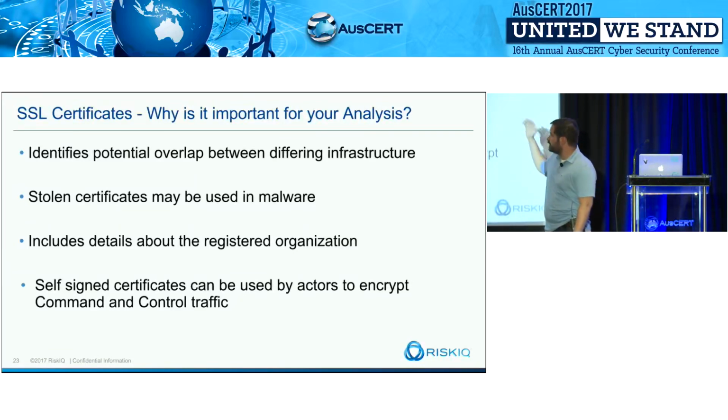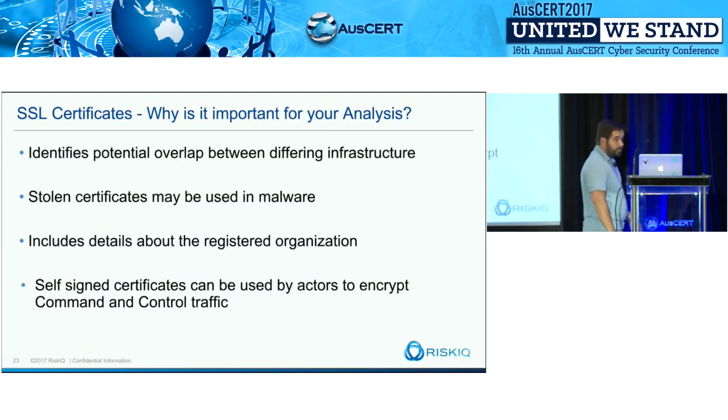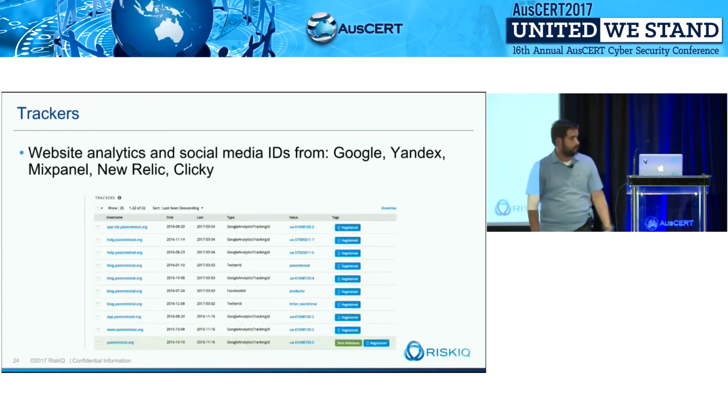We find that malicious actors use the same certificates across multiple pieces of infrastructure, and therefore we can track them using that certificate. Certificate may be stolen or embedded in malware, and so during your malware analysis, there could be a correlation between that malware and that certificate, which lets you identify new pieces of malware. It could include information about the registered organization. And also, as I said, self-signed certificates are often used by malicious actors.